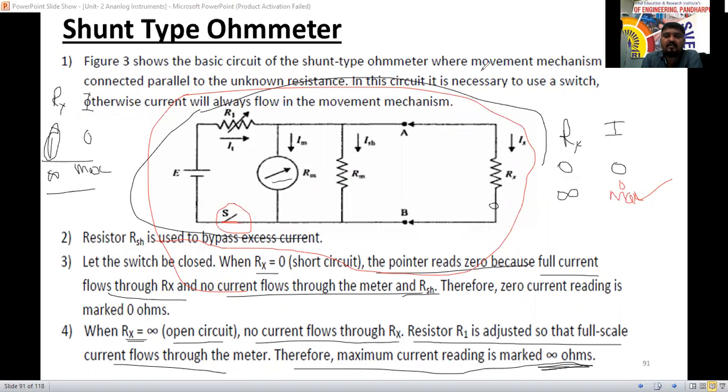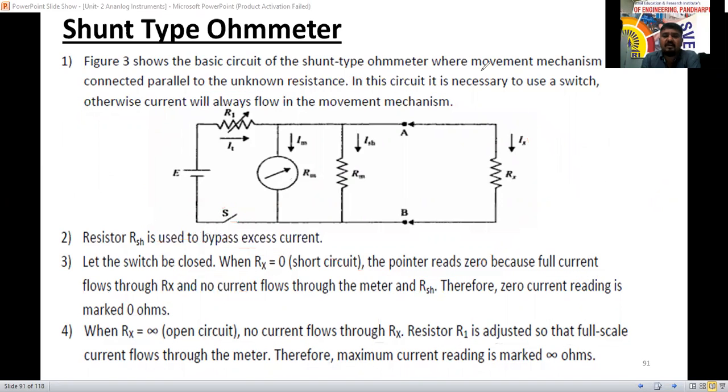So for the shunt and series types, there is a big difference. Just a minute, I will take the whiteboard here. For Rx equal to 0 and infinity, I will consider the series type and the shunt type, SH. What is the value of current here?